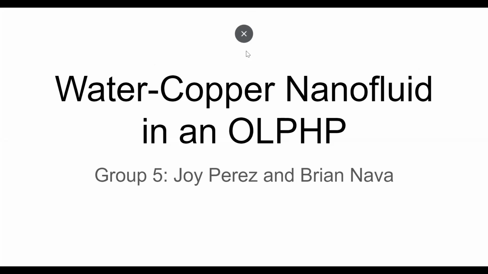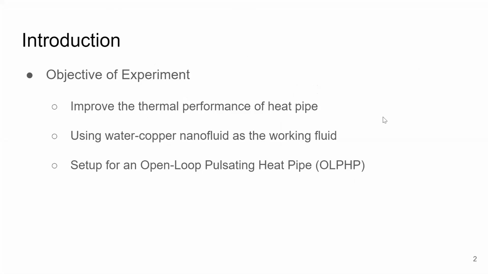For this presentation, the research paper for our group was on water copper nanofluid used in an open loop pulsating heat pipe. The objective of this experiment was to improve the thermal performance of the heat pipe by using a water copper nanofluid as the working fluid in an open loop pulsating heat pipe.